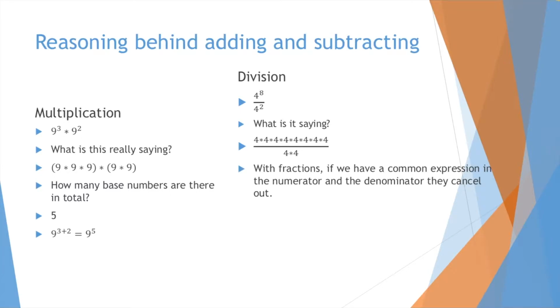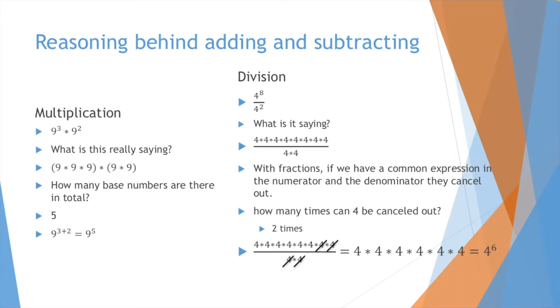We need to recall with a fraction, anytime we have a common number in the numerator and denominator, they will cancel out, leaving us with 1, the number 1. So how many 4s will cancel out between the numerator and the denominator here? Well, 4 will cancel out twice in both the numerator and the denominator, leaving us with only 6 4s in the numerator and nothing in the denominator, simplifying it down to 4 to the 6th power.